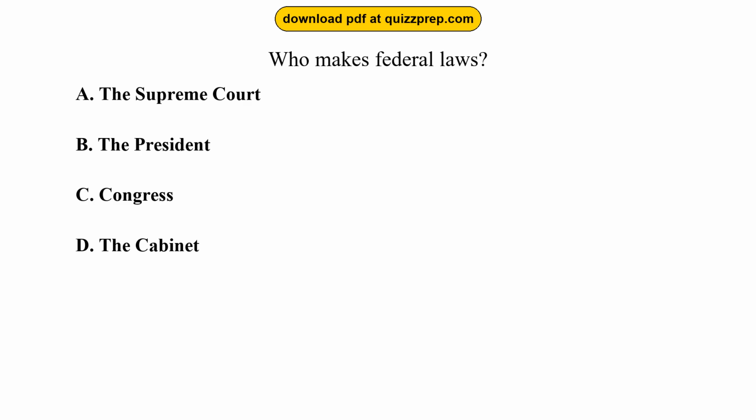Question 40. Who makes federal laws? Option A, the Supreme Court. Option B, the President. Option C, Congress. Option D, the Cabinet. The correct answer is option C, Congress. Congress, the legislative branch, is responsible for writing and passing federal laws.